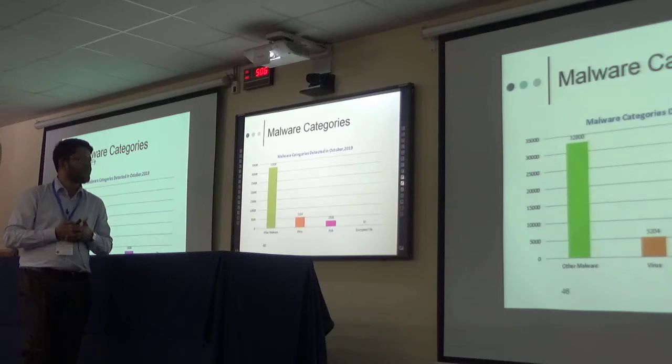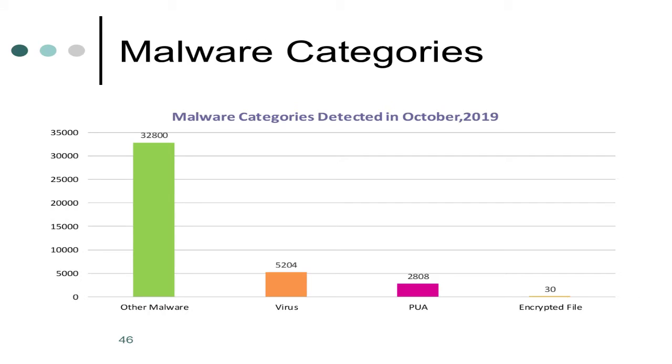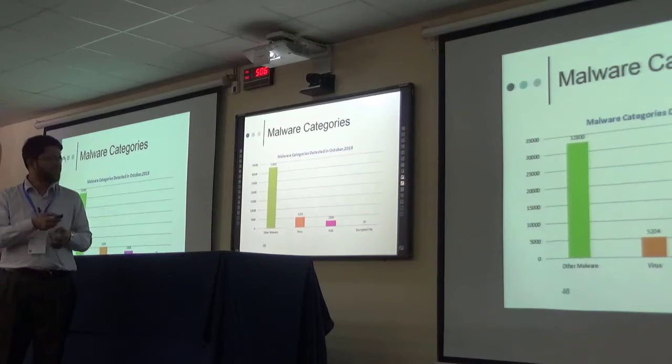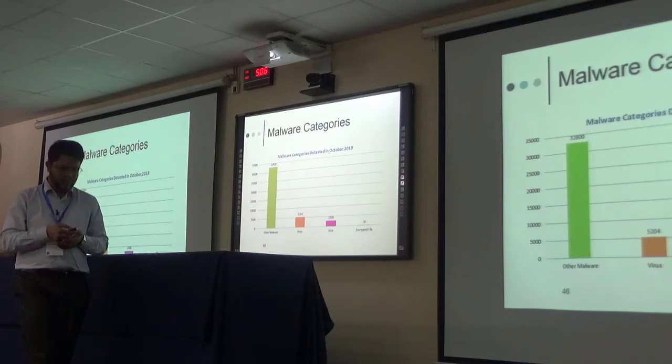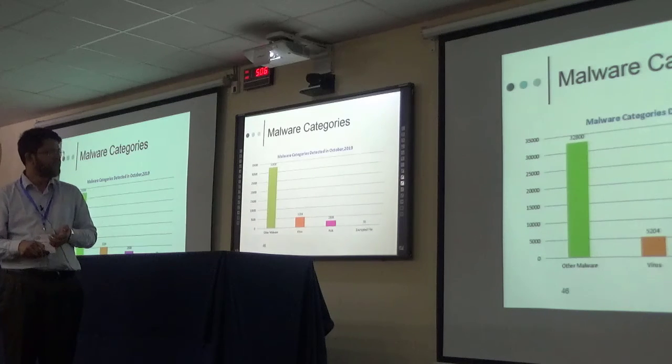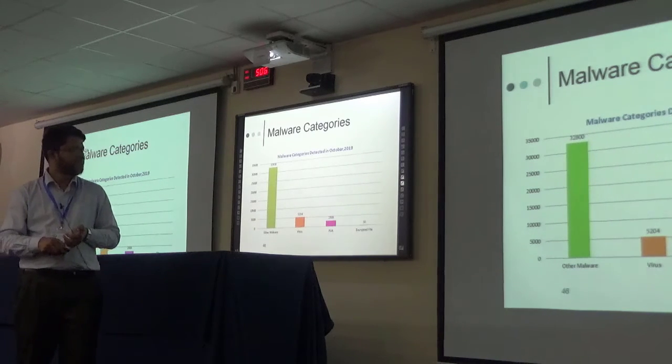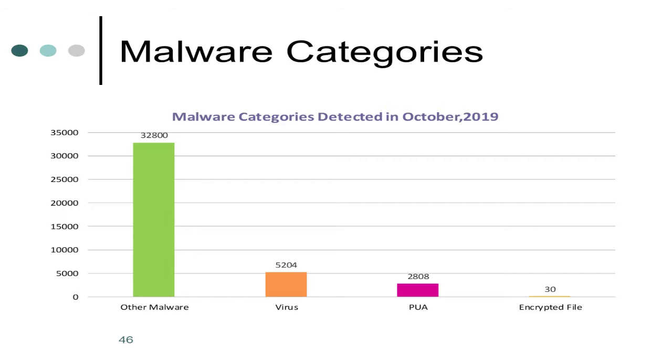So in terms of malware categories, we have other malwares, which is mixed data, so we cannot differentiate further. There are, I think, hundreds of malware types defined by the WSA. So we have virus around 5,000. We have this is password user access, and this is encrypted file. So these are in this October. So most of the malware cannot be categorized into one category.